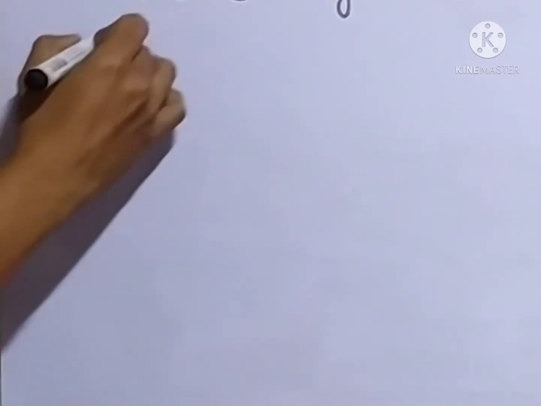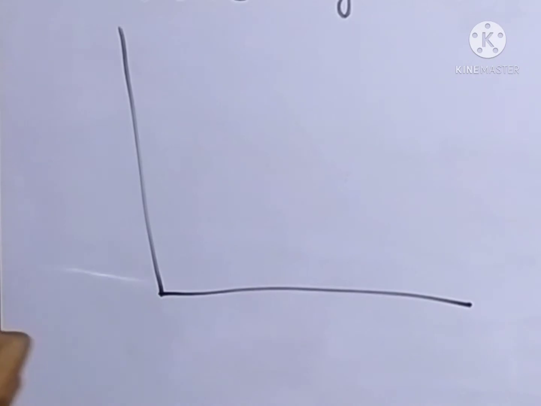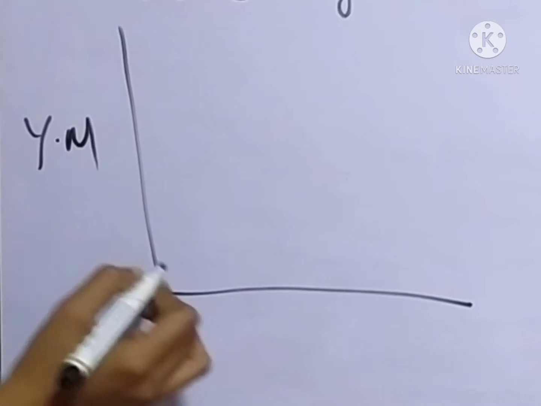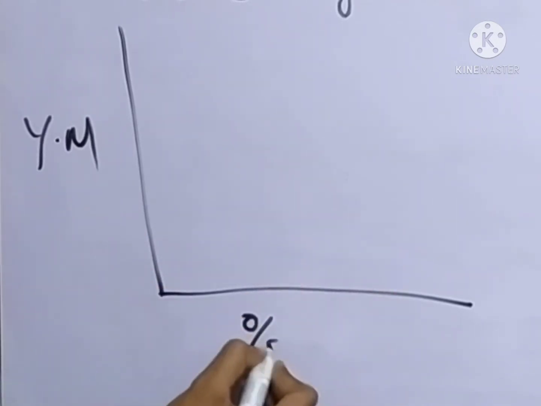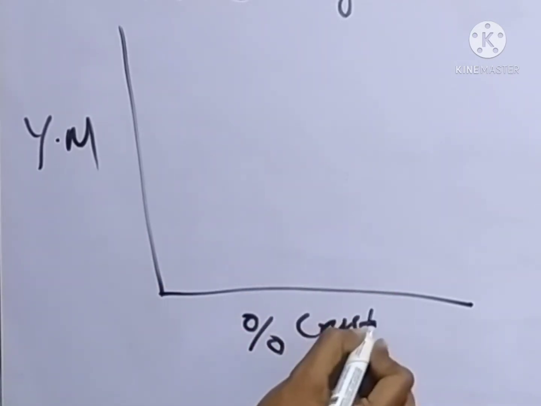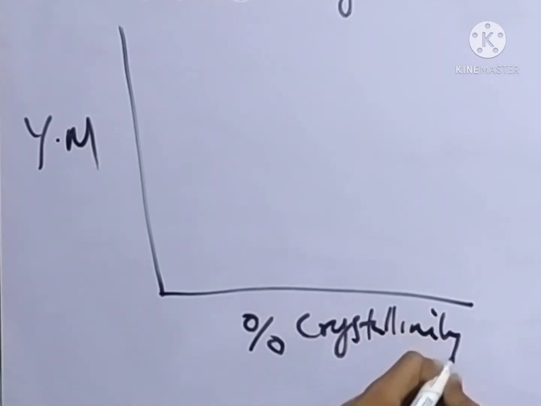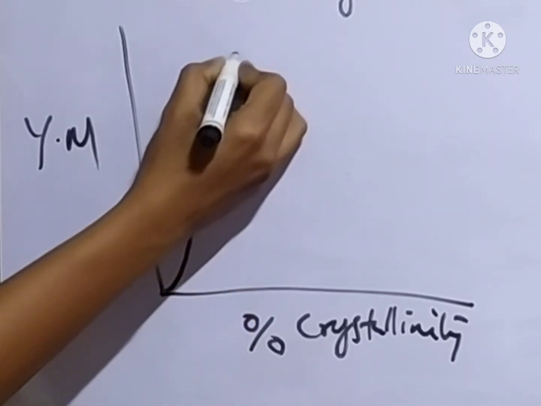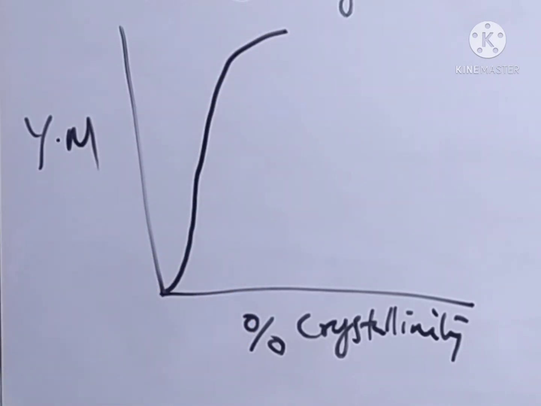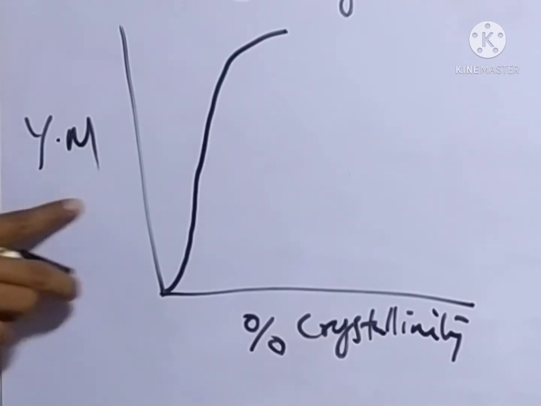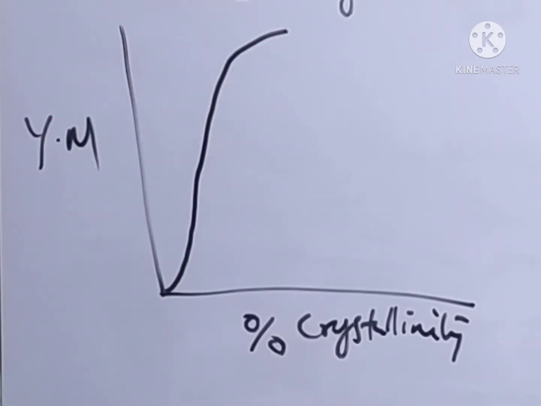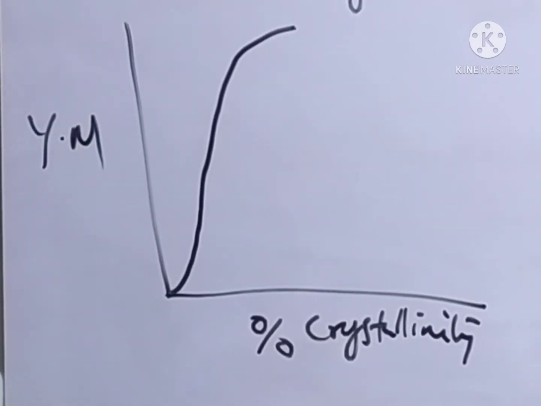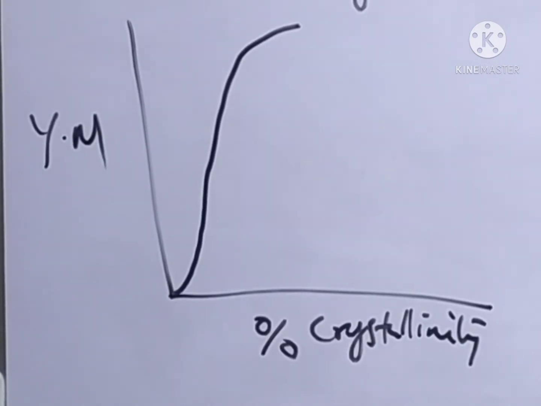So if we talk about Young's modulus also, here in the y-axis Young's modulus, and in the x-axis if we plot percentage of crystallinity, we'll get a graph like this, that is a steep rise like this. If percentage of crystallinity increases, then Young's modulus increases steeply. Here for polymer molecule, the Young's modulus lies between crystals and amorphous substance.